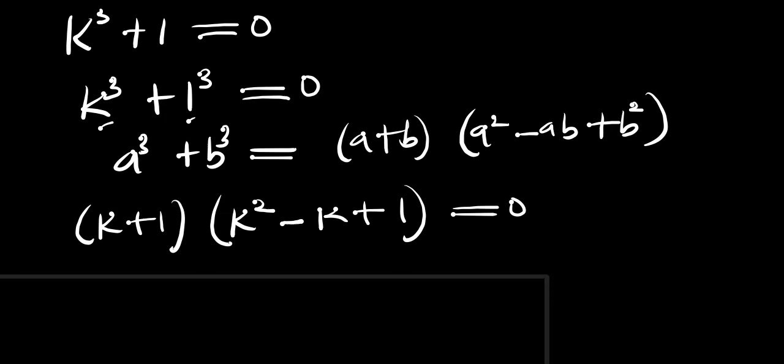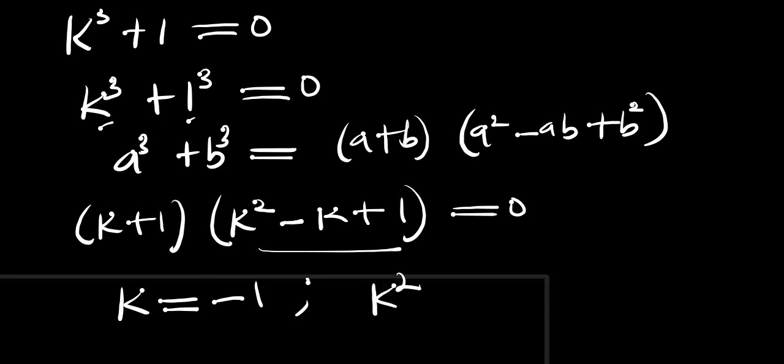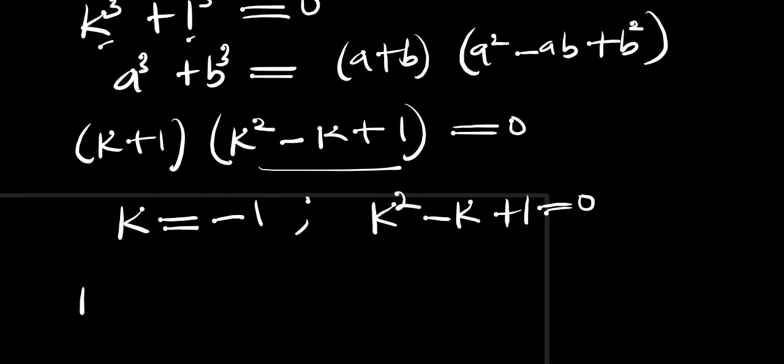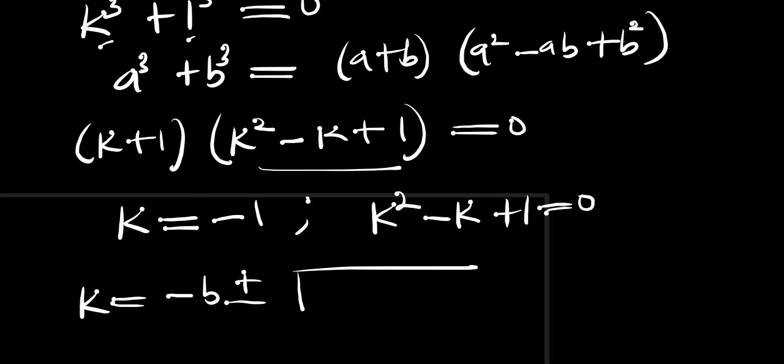Then from here we have another real solution, that means k equals negative 1. Then let's go ahead and solve k^2 minus k plus 1 equals 0. We make use of the formula method. We have k equals negative b plus or minus the square root of b^2 minus 4ac, divided by 2a.